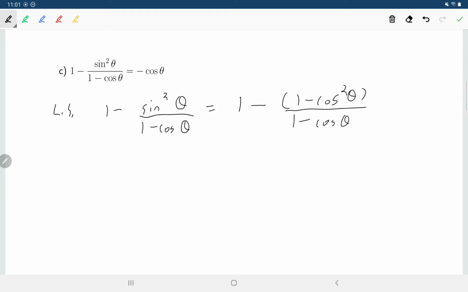Now, if you're feeling kind of clever, you might notice at this point that you have a nice difference of squares here. 1 is a perfect square, and cosine squared is a perfect square. So actually, 1 minus cosine squared factors as 1 minus cosine theta times 1 plus cosine theta.